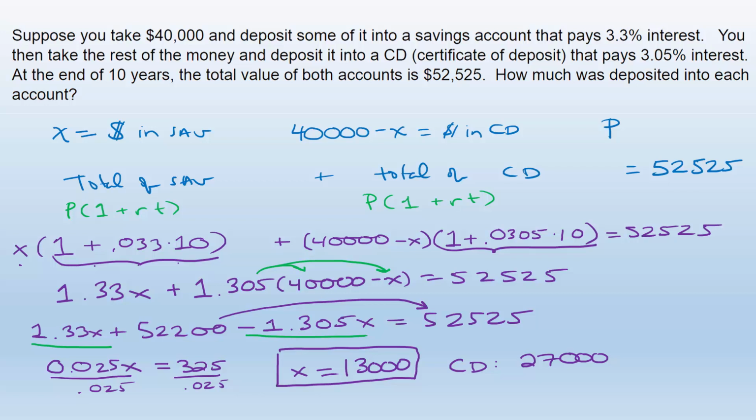So that is how you figure it out. Again, it's got some algebra in it, and we had to use simple interest twice, once for each account. Let me know if you have any further questions.